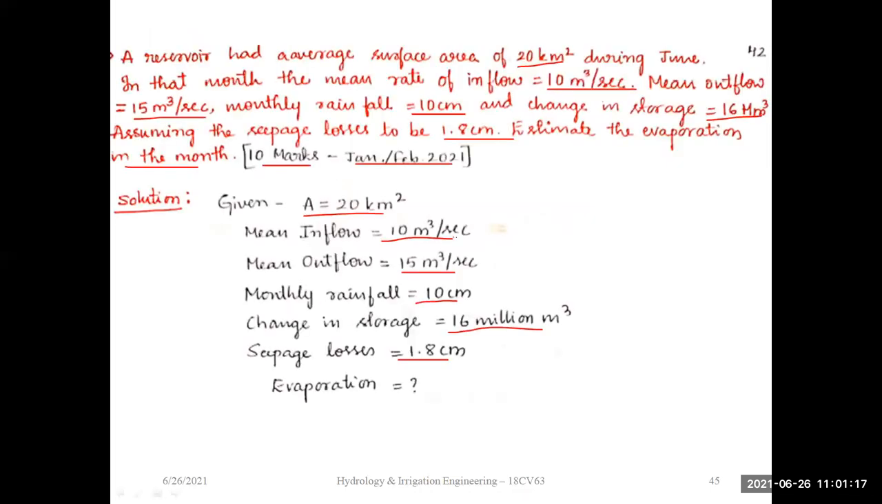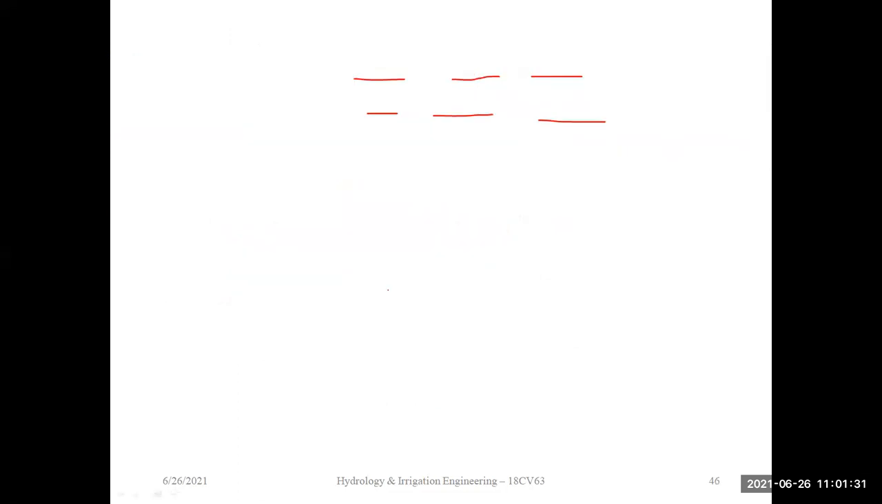See, they have given the mean inflow and rainfall is given. So rainfall will also be one of the inflows. Yes, right. And similarly, the outflow is given. Okay, what is the one more outflow? It is a seepage loss. Okay, so we have to calculate the total outflow.